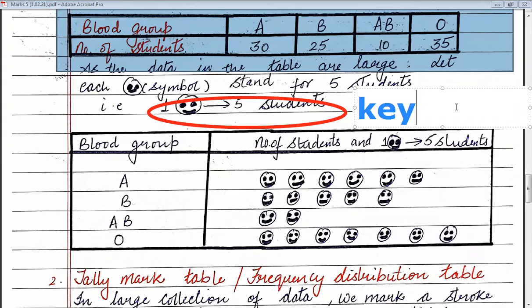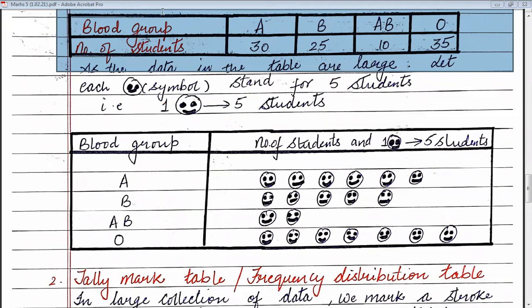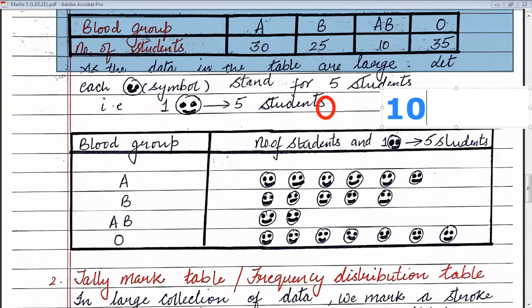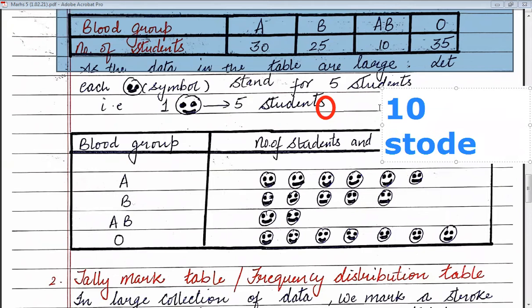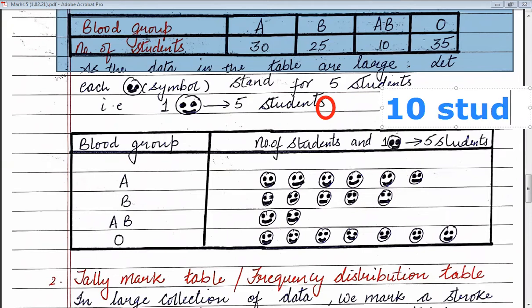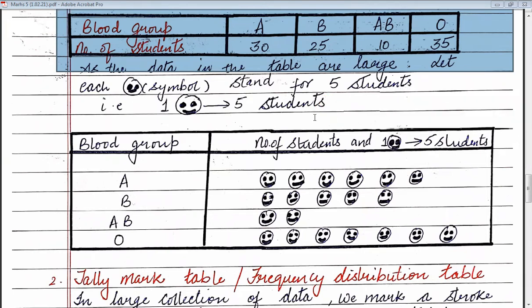Okay, now the choice is yours. You can consider this key as 10 students also. Here you can make one face represent 10 students. Choice is yours. You can write here one face is equal to 10 students. Then you have to make the table according to that only. Is it clear, students? Okay.